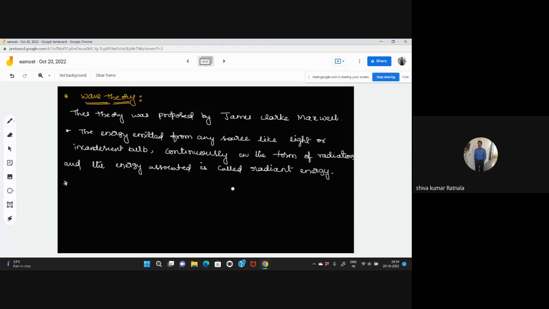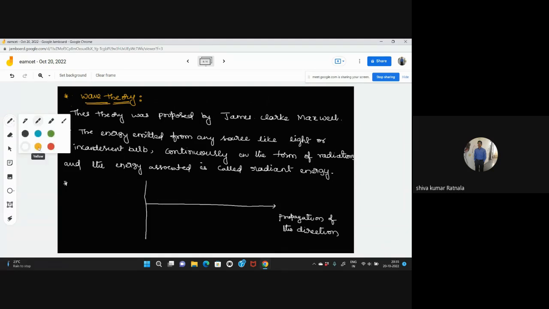When these radiations are coming down, let me take this as the propagation, that means the direction of the wave. Let me assume this is the source. When radiation comes from any source, it comes continuously in the form of waves like this.